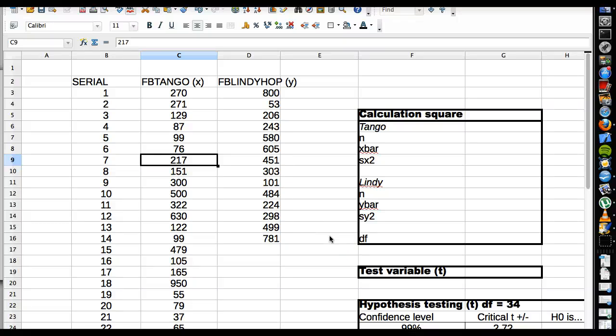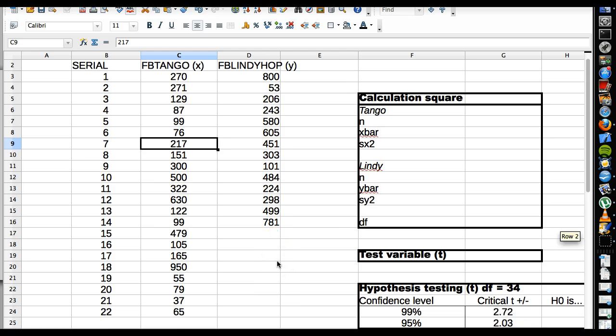I hope that you're doing great today, and welcome to this tutorial where we are going to be calculating a hypothesis test for the difference between two sample means using the t-distribution. Now, what do we have here? Well, we have two samples.